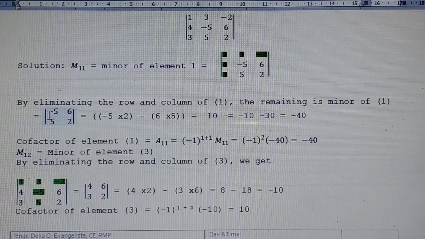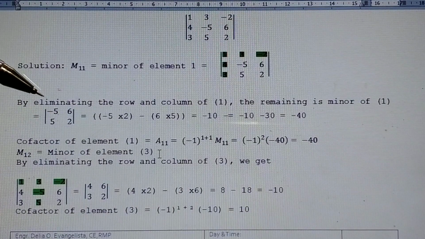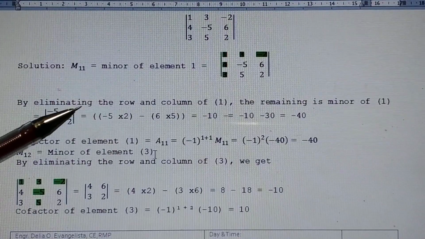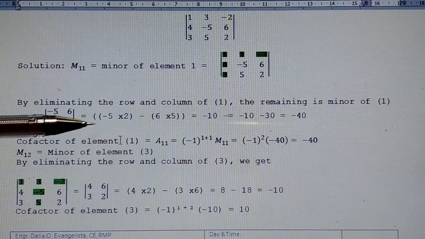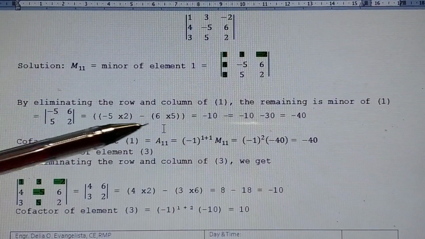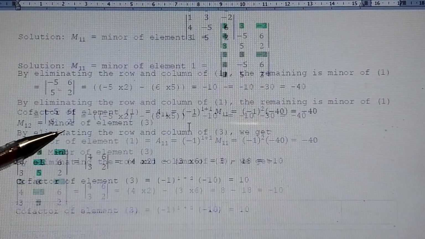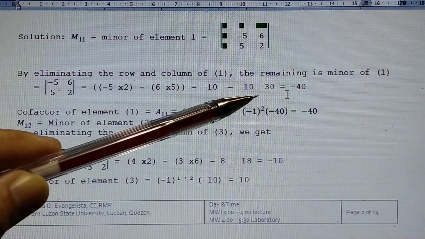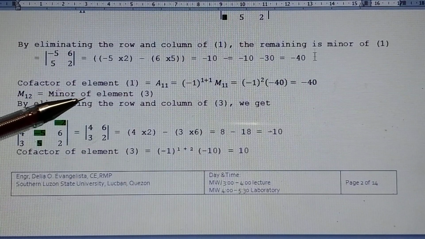Then proceed doon sa elementary operation. So downward diagonal multiplication is positive and upward diagonal multiplication is negative. Kaya negative 5 multiplied by 2, ito siya. Then minus yung pataas, 6 multiplied by 5. So that is negative 10 minus 30. That is negative, positive 40. So kunin natin yung cofactor dahil may 40 na tayo na minor.